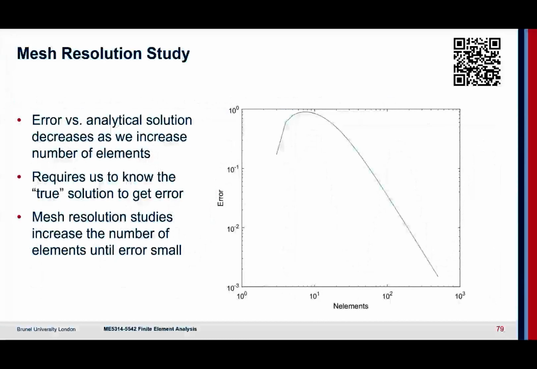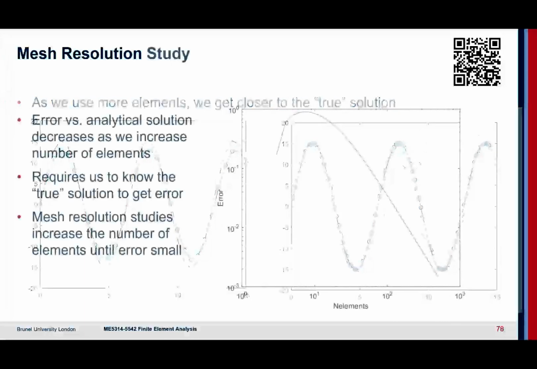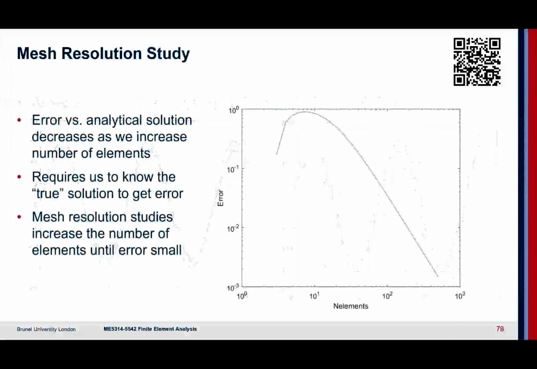So how do we quantify that? Well, if you know the analytical solution, you can quantify the error against the analytical solution as a function of the number of elements. So this is a plot here of essentially just increasing number of elements versus the analytical solution. So I just take the sum of the error between the two and plot that as a function of number of elements. So one thing you can see is that it gets smaller and smaller.